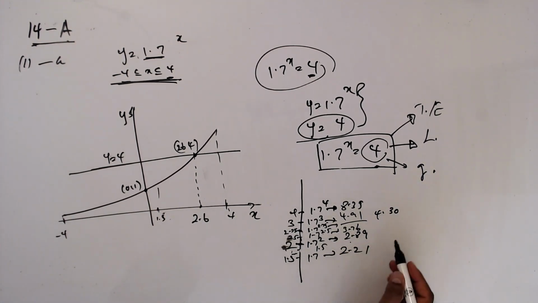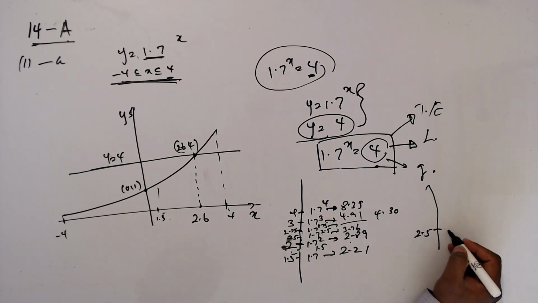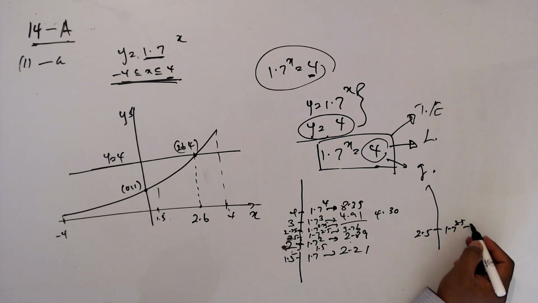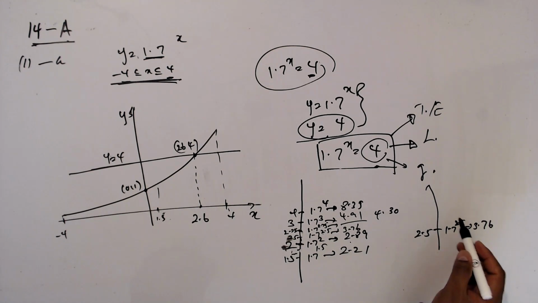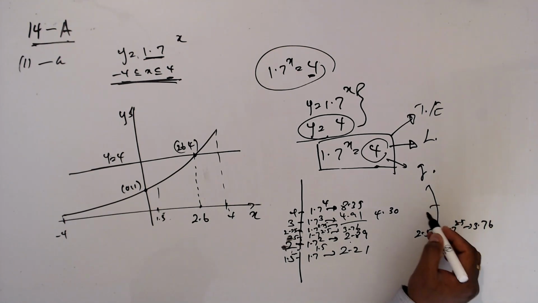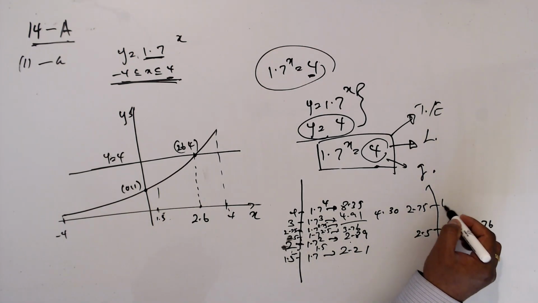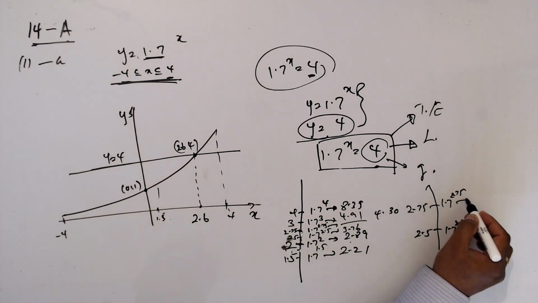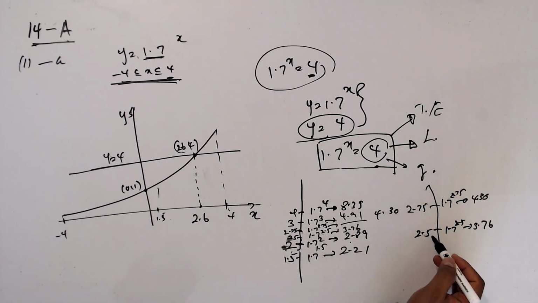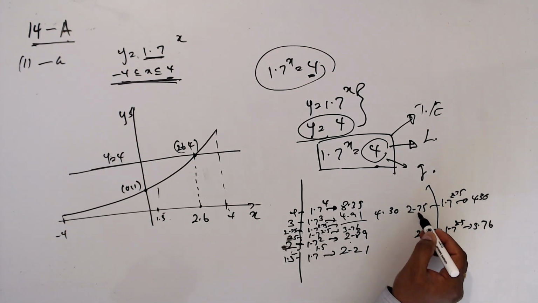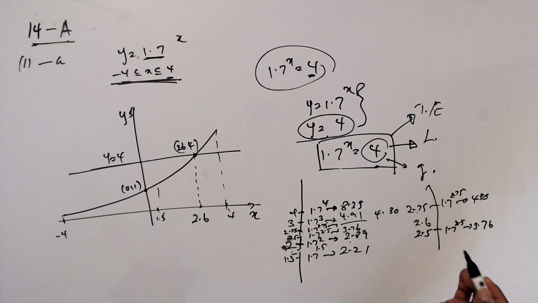It means when you put 2.5, 1.7^2.5 gives 3.76, and 2.75 will give 1.7^2.75, you will get 4.30. Then this answer should be in between 2.5 and 2.75. So then we want to try, okay, 2.6 next.